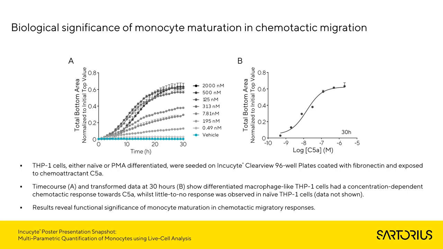Integrated InKsight chemotaxis analysis software was used for the real-time quantification of the cells as they moved through the pores and adhered to the bottom side of the membrane. If we look at their time course and transform data, we can see that the differentiated macrophage-like THP1 cells had a concentration-dependent chemotactic response towards C5a, whilst little to no response was observed in naive THP1 cells. The results reveal the functional significance of monocyte maturation in chemotactic migratory responses.